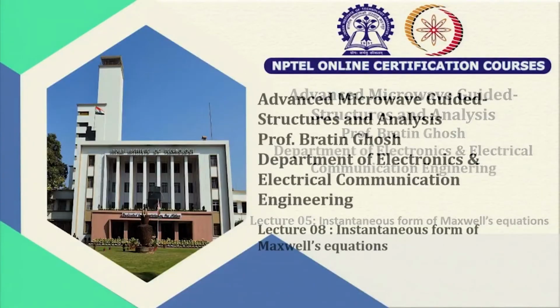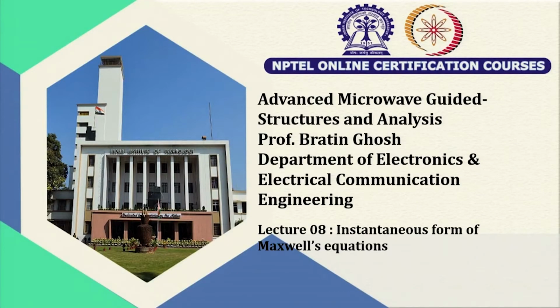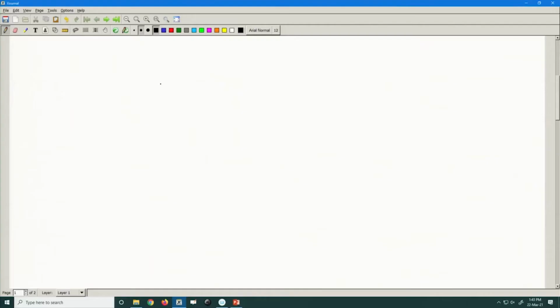Welcome to this session. The topic of this lecture is the instantaneous form of Maxwell's equations. In the last class we talked about the scattering matrix parameters. The scattering matrix parameters deal with voltage waves and current waves, as we saw. The voltage waves and current waves are linked by the characteristic impedance.